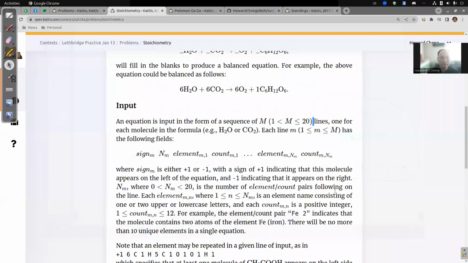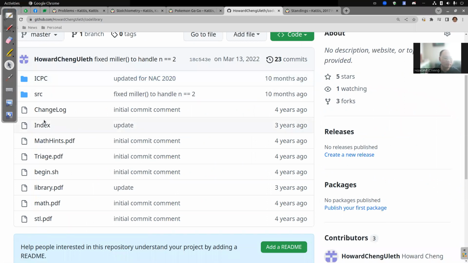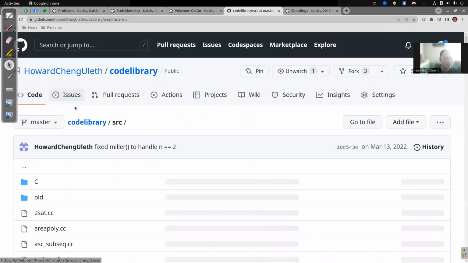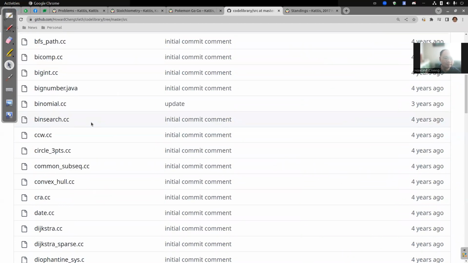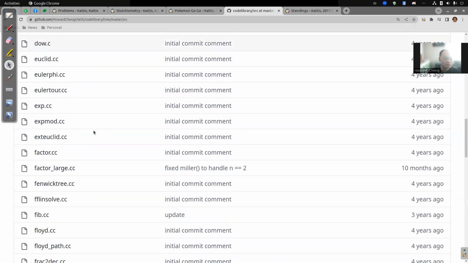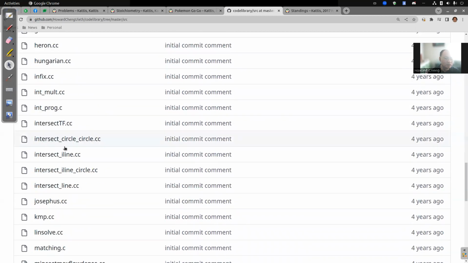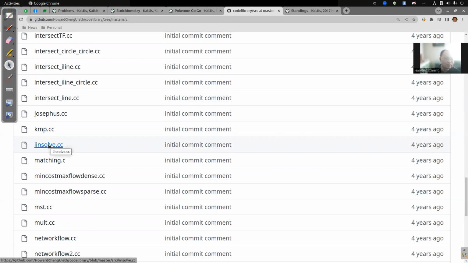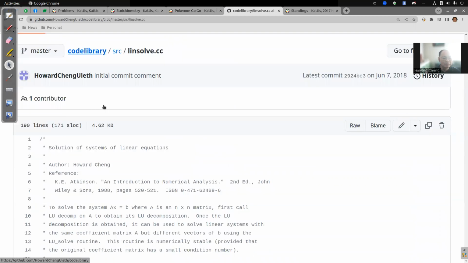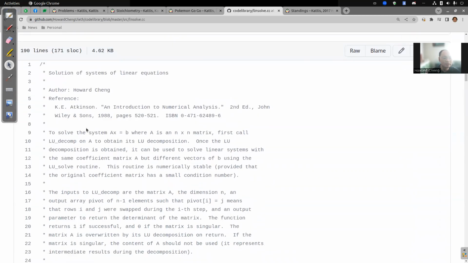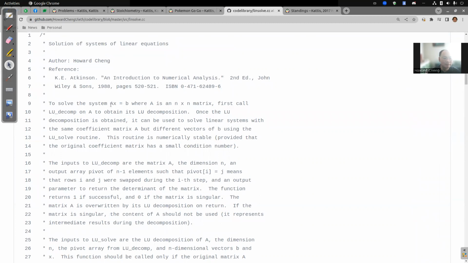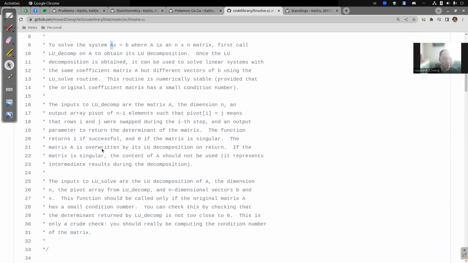Anyhow, I want to show you the code library. If you go to the code library source, there are basically three different algorithms for solving linear systems of equations. The one that you should not use in this case, but I want to show you anyway because it might be useful in other cases, is linsolve.cc. This solves systems of linear equations, ax equals b. In this case, b is 0, and a would be whatever you form.